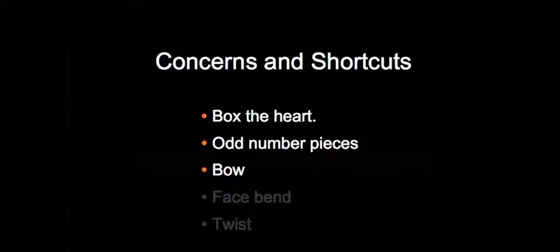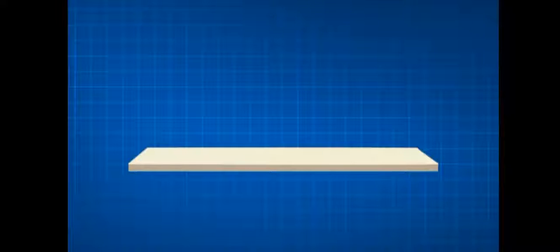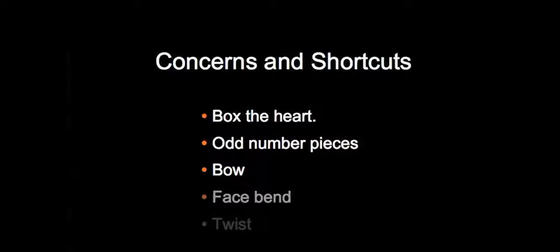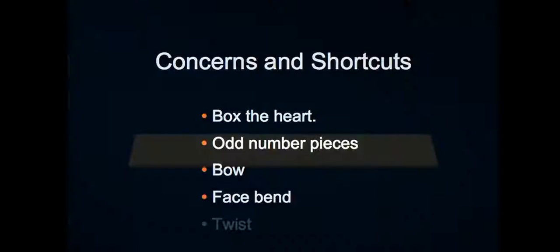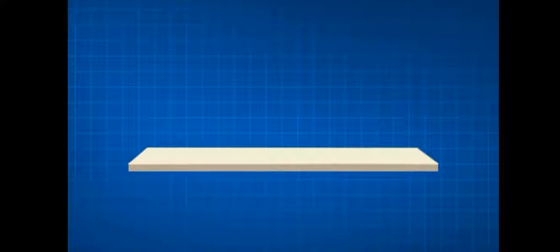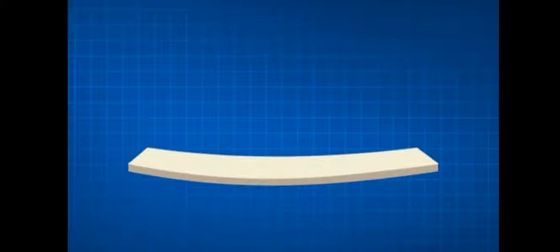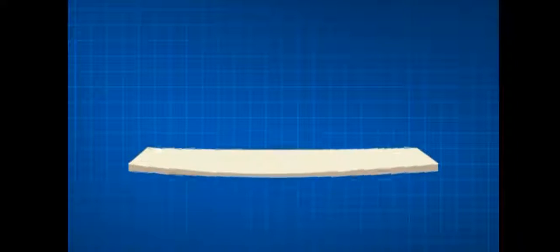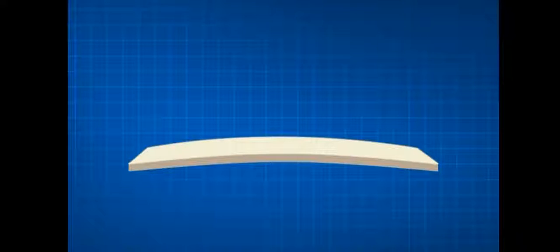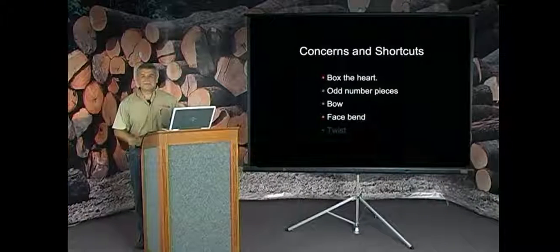Well, bow is simply a board that, laying here on the floor, may lay flat on the floor, but it bows. It's got some directional sweep to it. The difference between bow and face bend is if I lay the face bent board on the floor, it'll either be a teeter-totter with the center down and the ends up, or it'll be a springboard if you flip it over and you'll have the ends down and the middle up. That's face bend.